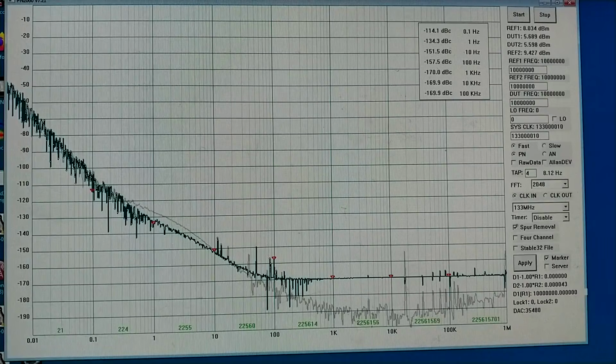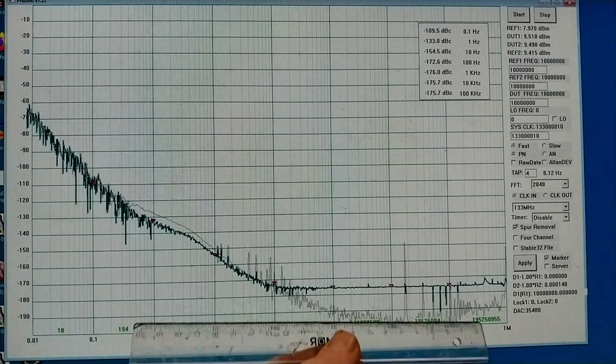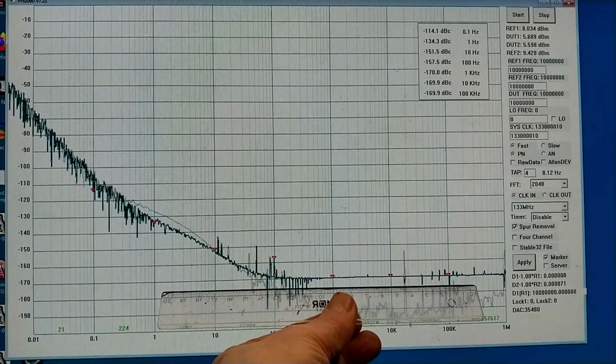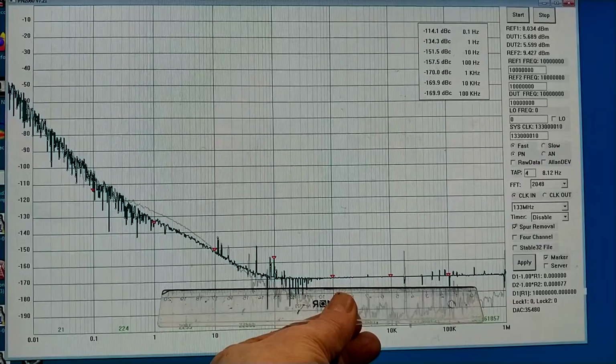Just out of curiosity, I have reduced the signal level by 6 decibels. And of course, as expected, the noise floor far from the carrier, the white noise floor, has been degraded by 6 decibels. What I had at full signal level is this, and the difference is very close to 6 decibels.